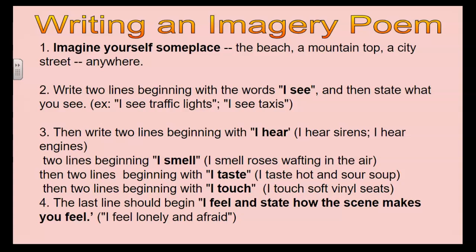On your sheet of paper, you're going to write 11 lines. The first 2 lines are going to start with I see. The next 2 are going to be I hear, and then the next 2 I smell, the next 2 I taste, the next 2 I touch, and then the last line is I feel, and state how the scene makes you feel. So I have some examples here on this slide. I see traffic lights, I see taxis, I hear sirens, I hear engines, I smell roses wafting in the air.